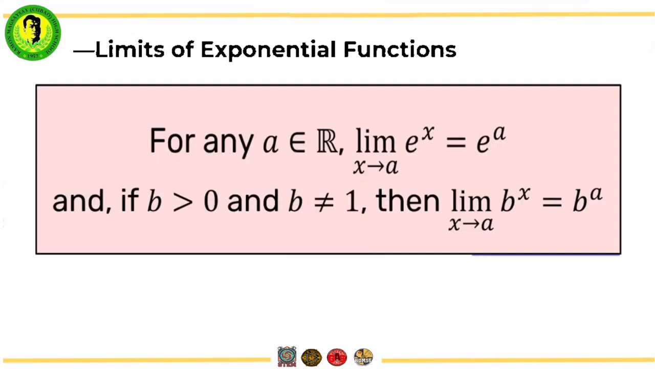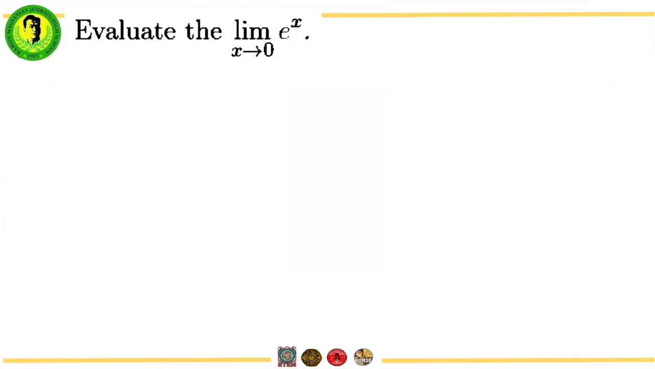For b, if your base is b, then b must be greater than 0, meaning it must be positive, and b cannot be equal to 1. Okay, take note of those properties or conditions. So the limit of b raised to x as x approaches a is just b raised to a. Okay, let us focus first on e raised to x.